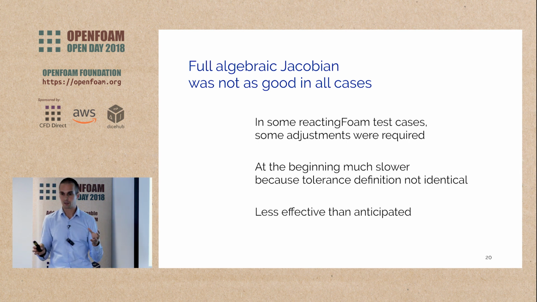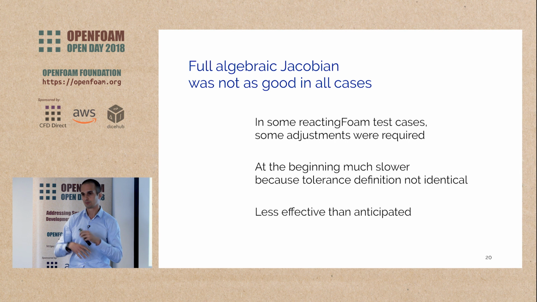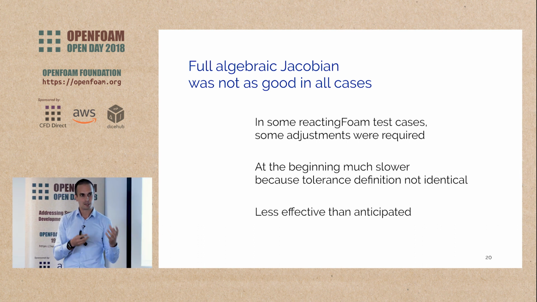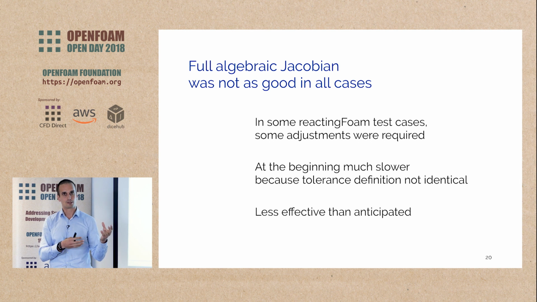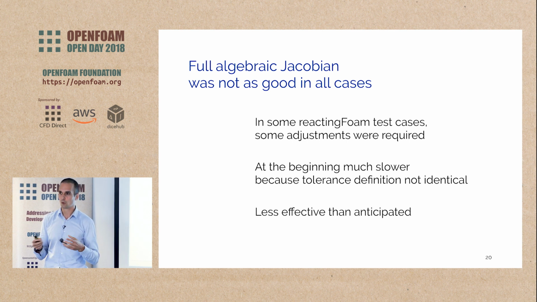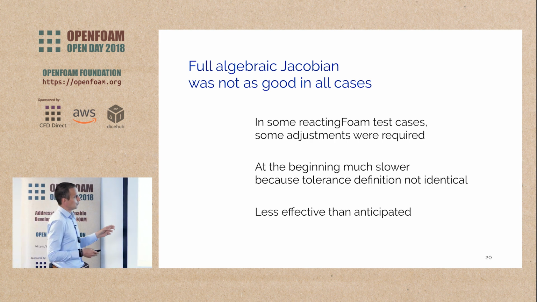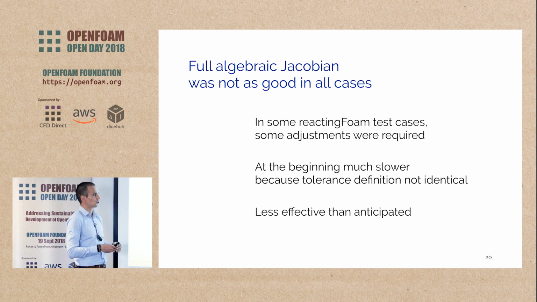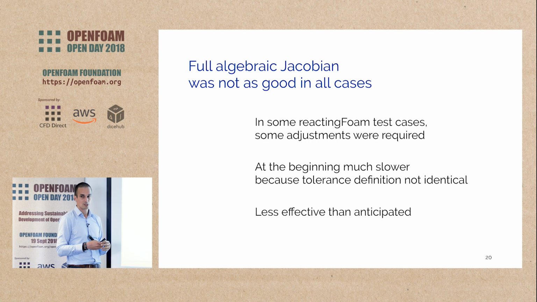Still, we had seen some issues, and I want to mention that now. We hoped and thought having a new Jacobian would solve all our problems. Actually, it's never the case. But what we have learned in the process, and that's really why I wanted to call this an idea of collaboration, is that we learned a lot, and things didn't turn out as we thought they would. We had, for example, in reactingFoam, things that didn't work as we expected. One of the first things is that we needed to add some adjustments, and I will come back to that in a second, to make sure the case could run.